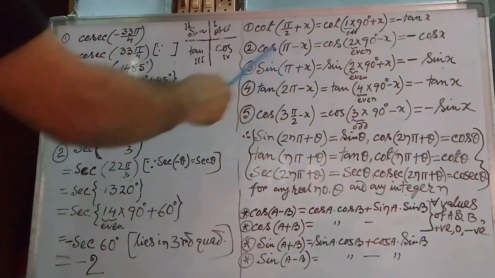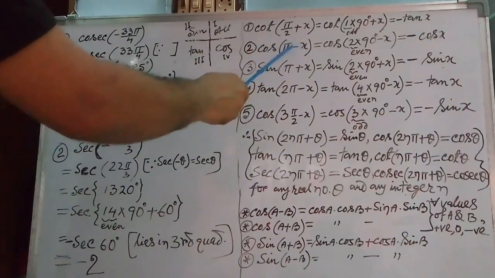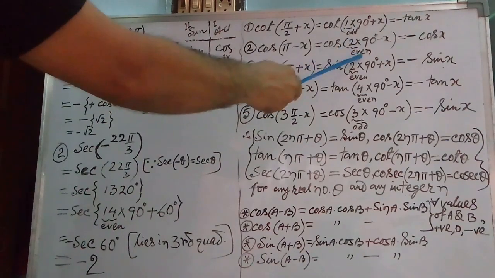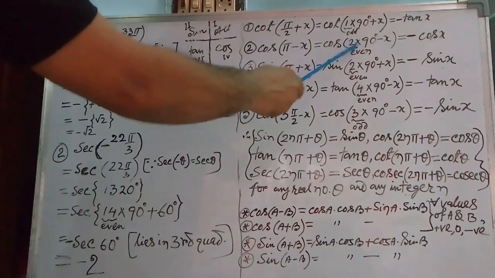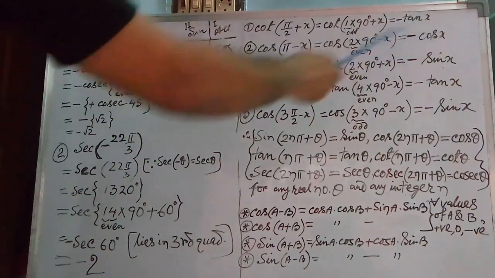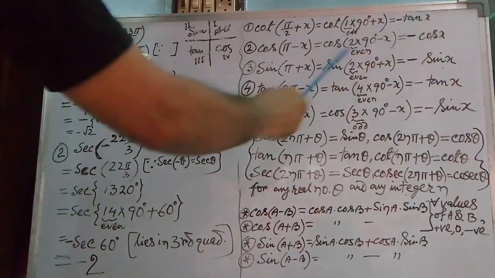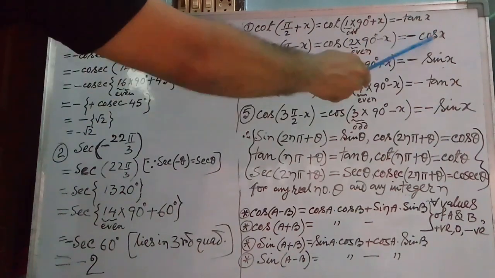Similarly, cos of pi minus x. Pi means 2 into 90, so 2 into 90 minus x. 2 is an even number. So when it is even, cos will be cos. If it is odd, suppose it would be 3, then cos would be changed to sine. Here you would write sine.